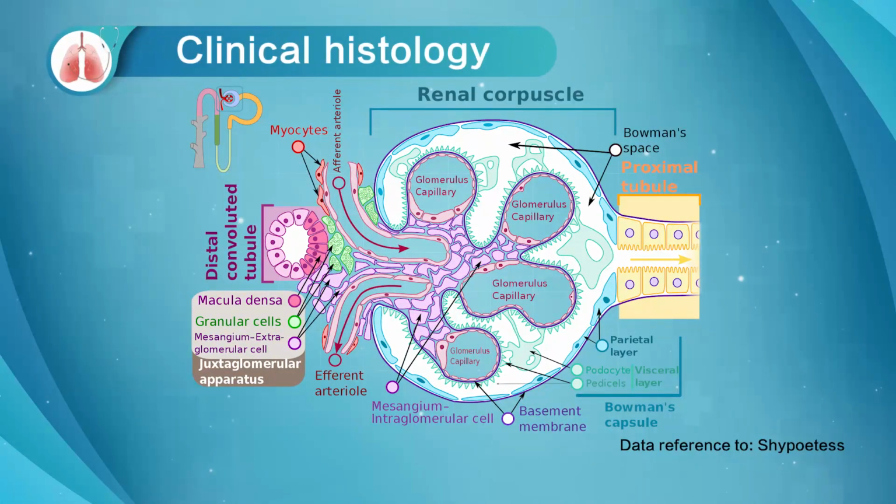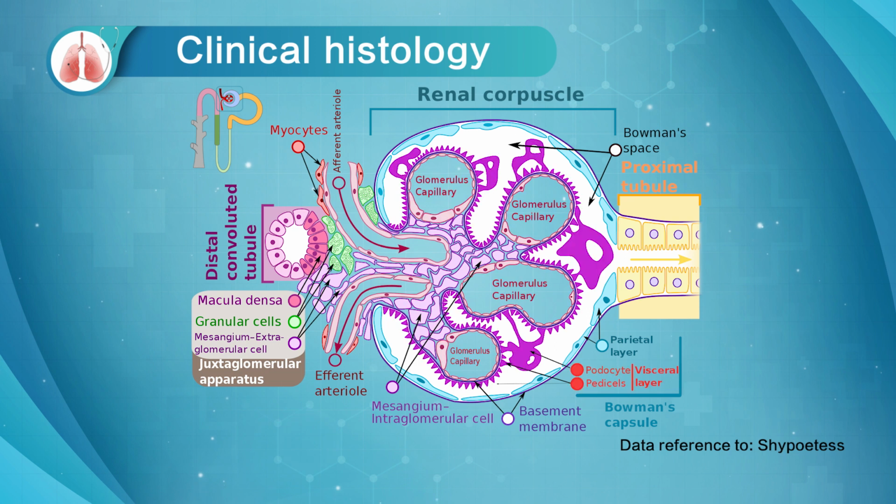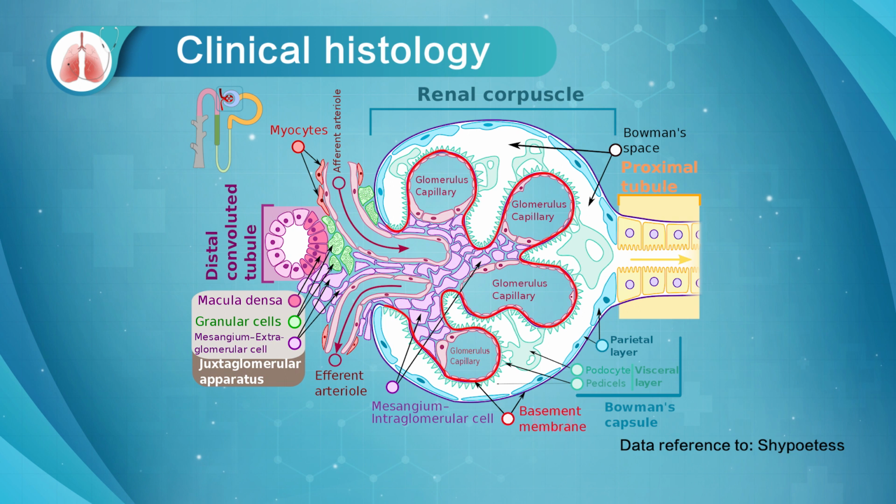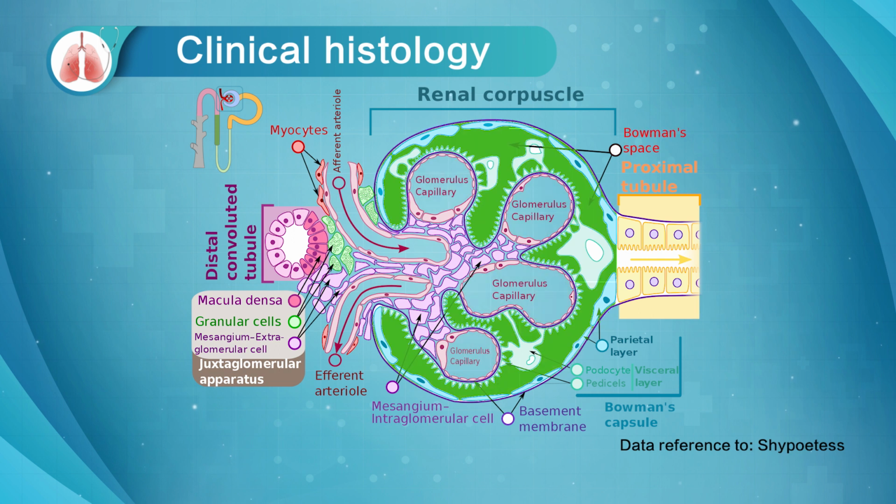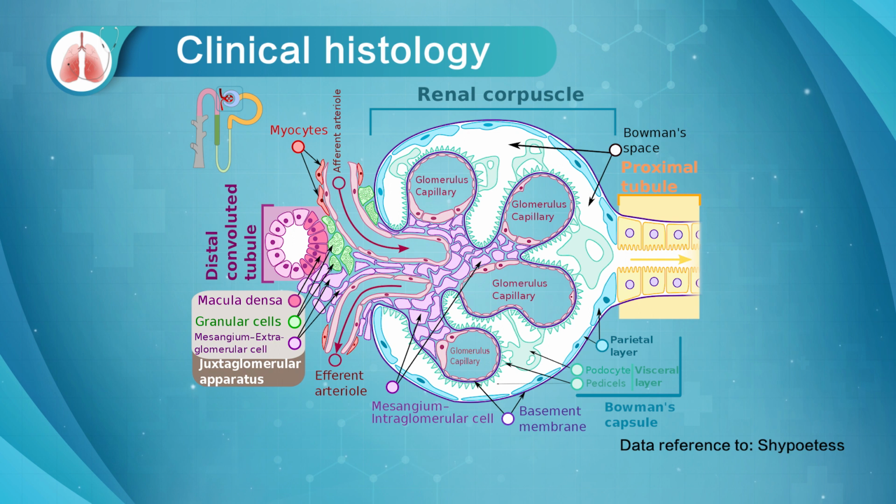The filtration membrane is made up of 3 layers: the fenestrated glomerular capillary endothelium, the podocytes, as we discussed just now, and the basement membrane between them. The filtration membrane is actually a barrier between the lumen of the glomerular capillary and the lumen of Bowman's capsule, the so-called Bowman space. Please pause the video and try to identify where the filtration membrane is in this diagram.